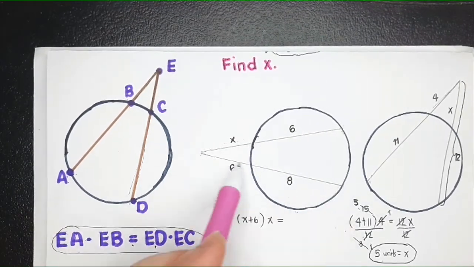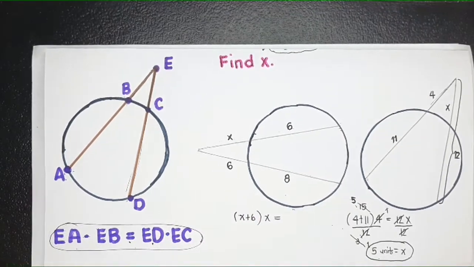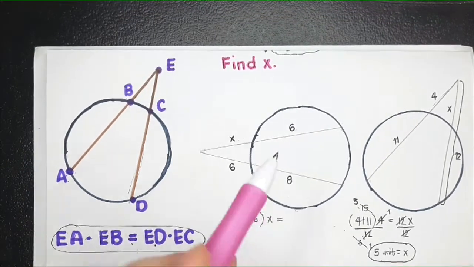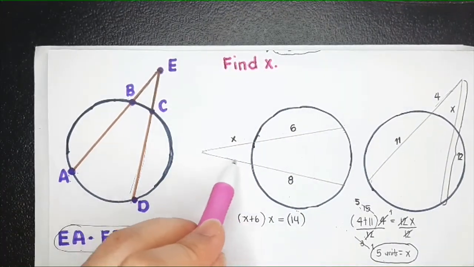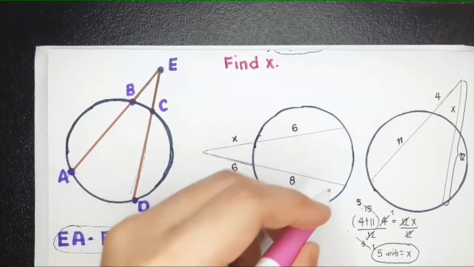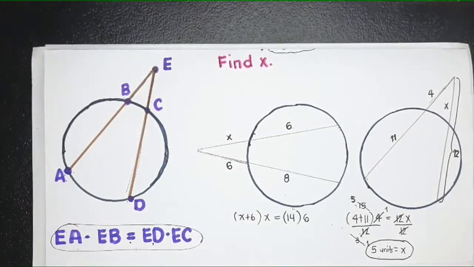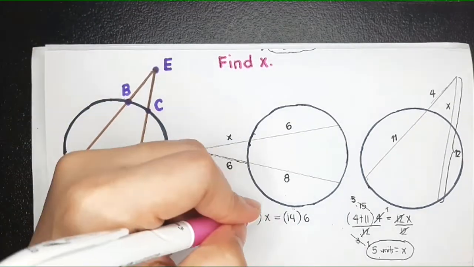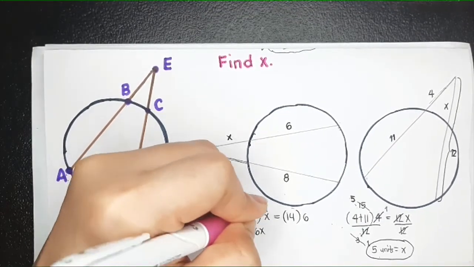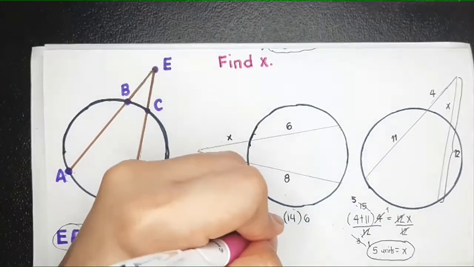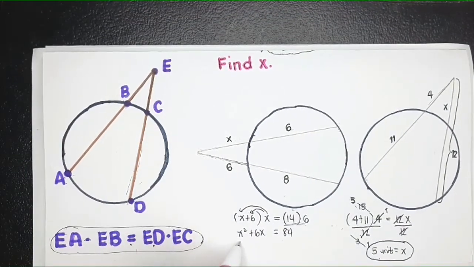Ito. O, gaano kahaba ito? I'm not going to write 6 plus 8. Let's have 14, right? 6 plus 8 is 14. So, let me write 14. Times the length of the external secant segment. Itong nasa labas. So, that's 6. So, if we simplify, ito magmumultiply talaga ako. There's no other way. So, we have x squared plus 6x. See? Nag-multiply ako ng paganyan. Equals 84. And this is a quadratic equation.